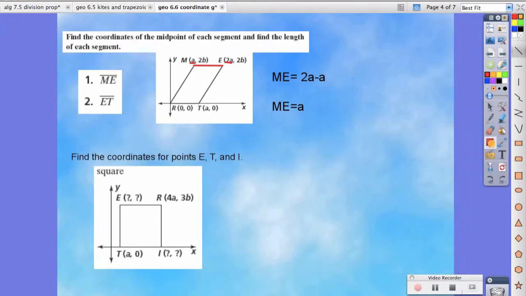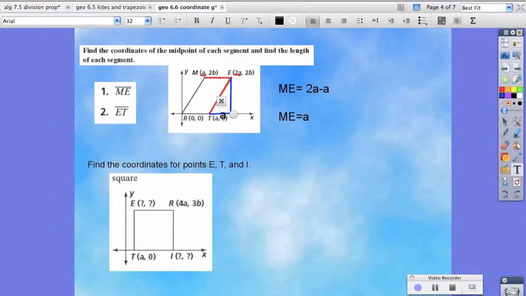For number 2, they want us to find ET. So ET is a little bit more difficult because it is diagonal. Because of that, we have to draw a right triangle, which we're going to do. We did the hypotenuse, the one we want, in red. And then we're going to go ahead and draw these lines like so. Now we know the distance of this base went from A to 2A. Therefore, this is now a distance of A. And we know from 0 to 2B, it's 2B in terms of the height.